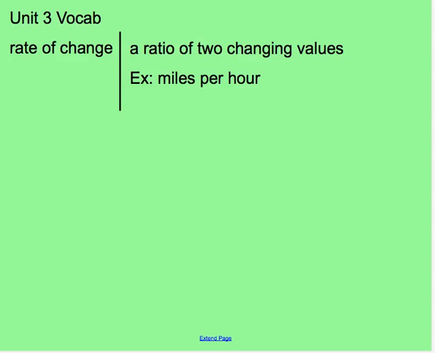We are on Learning Target 15, Day 1. Learning Target 15 is all about rate of change. So we need to know what a rate of change is. And it's a ratio of two changing values, hence rate of change. So a rate of change that you are very familiar with is miles per hour.